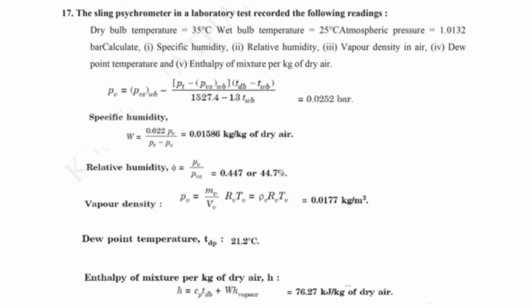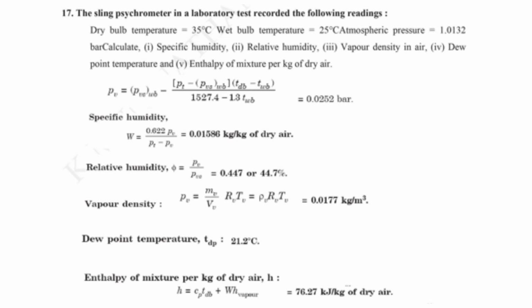This is another problem. Here we can calculate the specific humidity of air, relative humidity of air, vapor density in air, dew point temperature and the enthalpy of the mixture per kilogram of dry air. The dry bulb temperature is 35 degrees Celsius, the wet bulb temperature is 25 degrees Celsius, and the atmospheric pressure is 1.0132 bar.